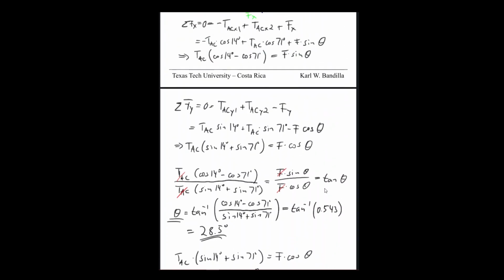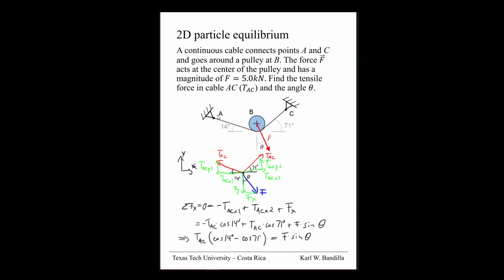And that is equal to, what was our force, it was 5 kilonewton. So it would be 5 times 10 to the 3 newton, because it was a kilonewton, times cosine of 28.5 degrees, or whatever accuracy our calculator gives us, divided by sine 14 degrees plus sine 71 degrees. And that gives me 3,700 newton, which is 3.7 kilonewton. All right, so with that, we have found what the angle is and what the tension is in these cables if we have a force that's pulling like this and we get these specific angles.